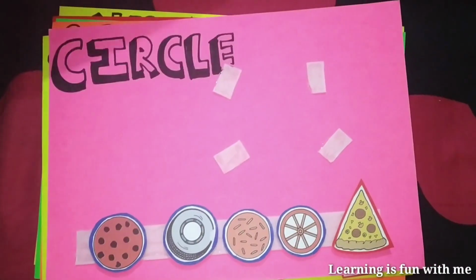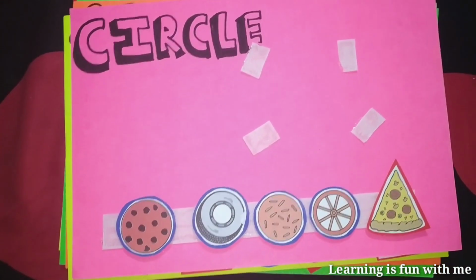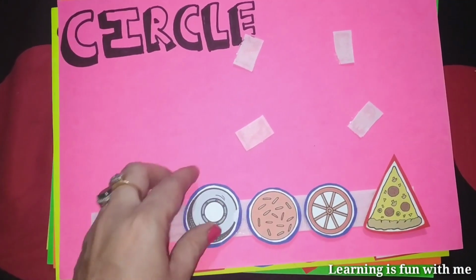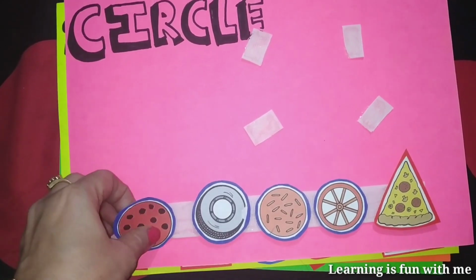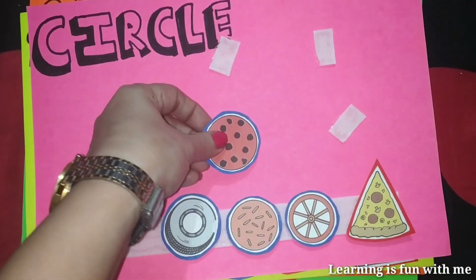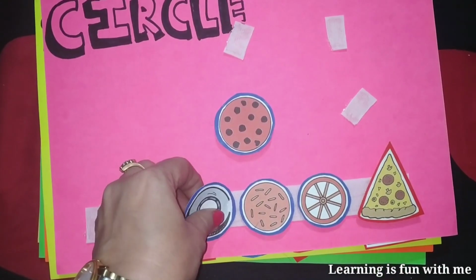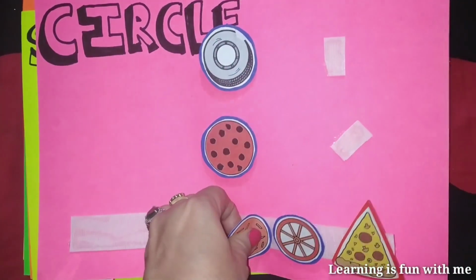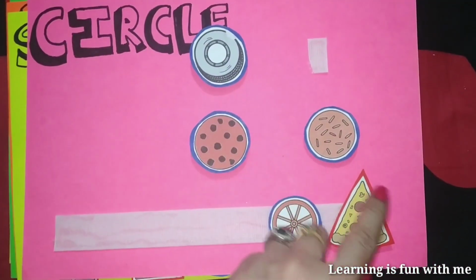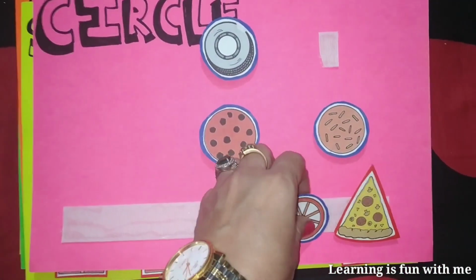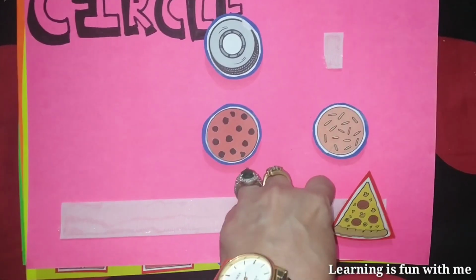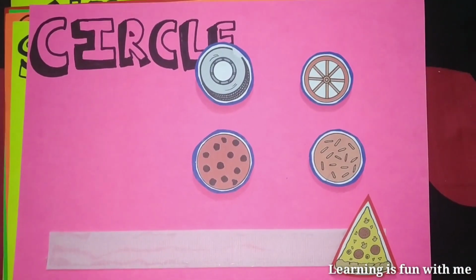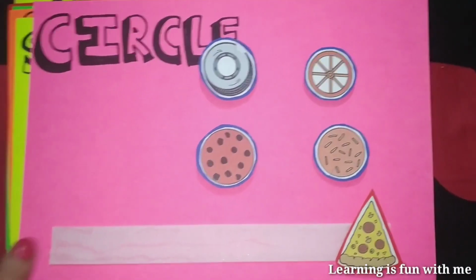So after this, the next sheet is related to only circle shape. The child will recognize the circle shape objects. Like this is a circle shape object, so he will put it. Then this wheel is of circle shape. So this is a circle, no, this is not a circle. So the child will recognize and put all circle shape objects.